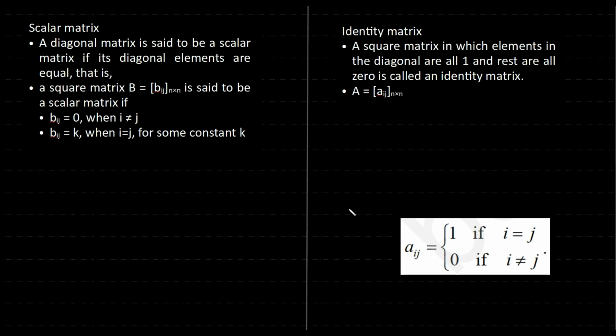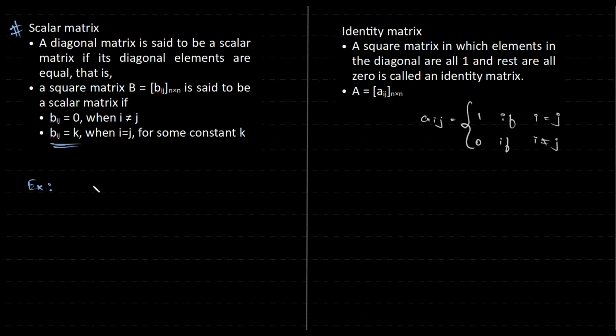Now, the scalar matrix. A square matrix which is a diagonal matrix, and along the diagonal we have the same value, is said to be a scalar matrix. It's specified over here. Let me give an example: 4 0 0, 0 4 0, 0 0 4. That is a diagonal matrix also, yes, and it's a scalar matrix.